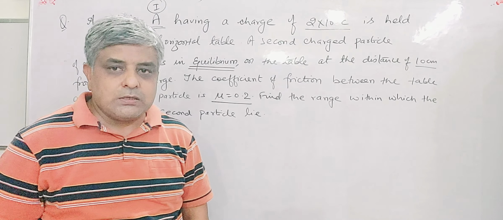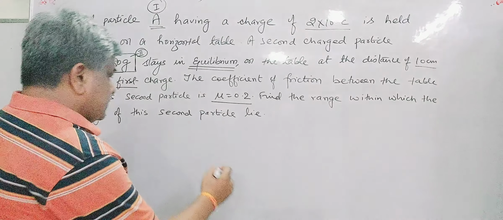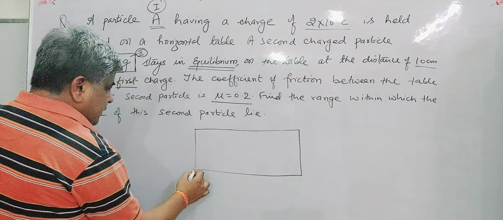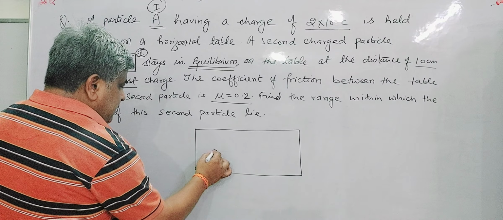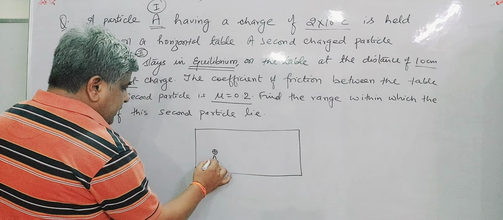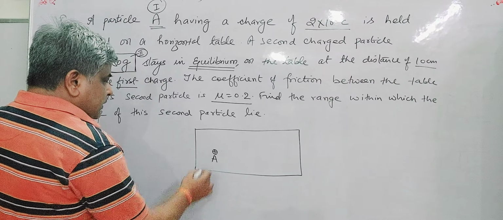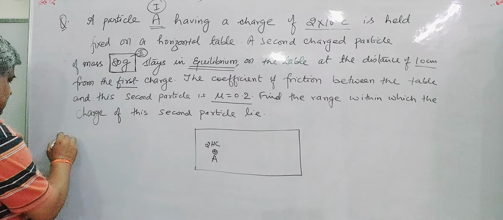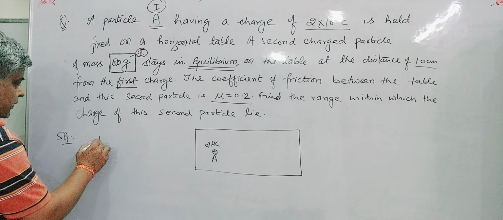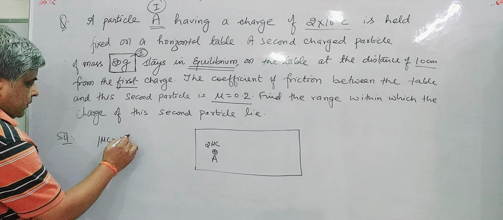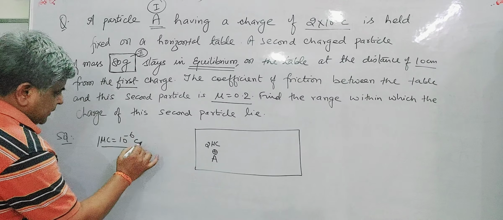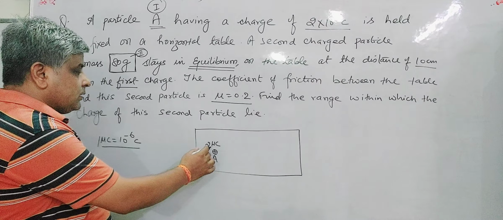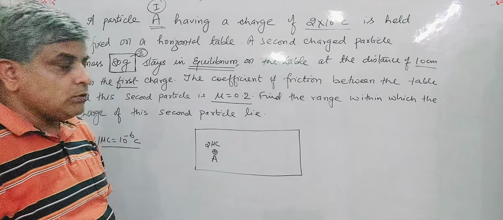So let us see by using some diagram. Okay, suppose this is a table. Table can be of any shape. I am taking a rectangular table. Suppose here a charge is fixed at this point A, and this charge is 2 microcoulombs. 1 microcoulomb means 10 to the power minus 6 coulombs. So 2 microcoulomb means 2 multiplied by 10 to the power minus 6 coulombs.